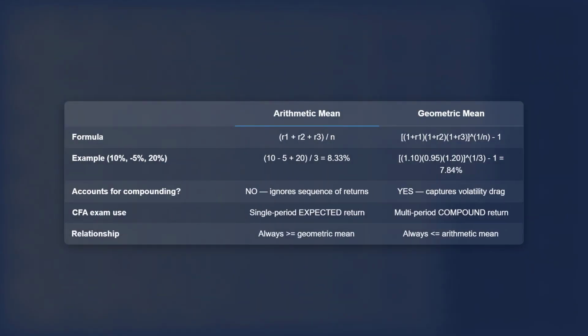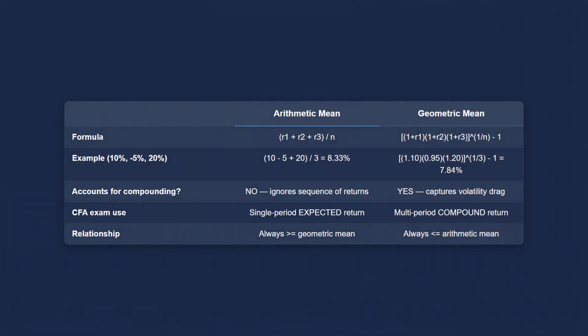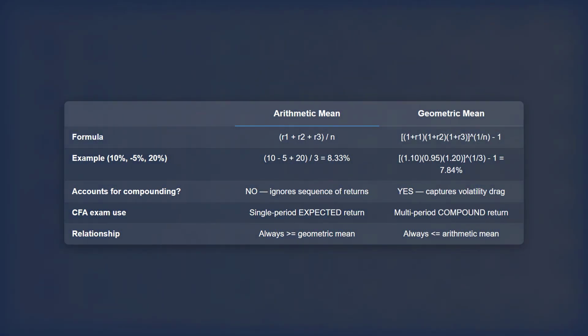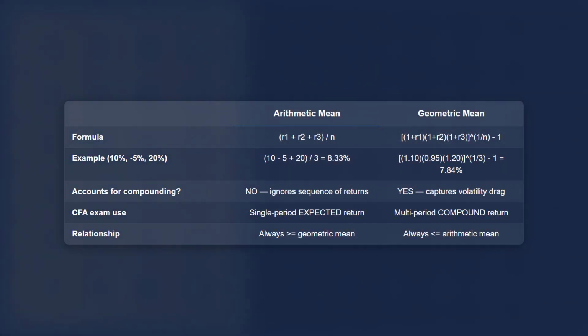Here is why the arithmetic mean fails for multi-period returns. Take 3 annual returns, plus 10, minus 5, plus 20. Arithmetic mean, add them, divide by 3. 8.33%. But your money did not grow at 8.33% per year.